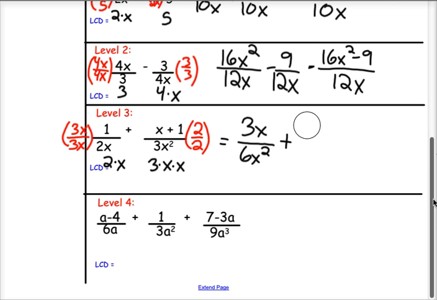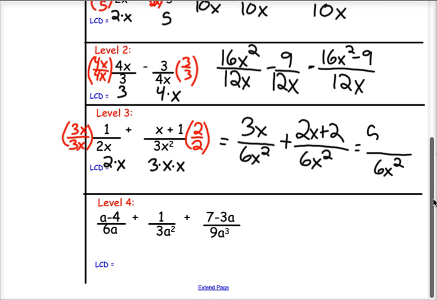So I'm going to get 2x plus 2 from that. Then 3x squared times 2 gives us 6x squared, which again, we know we should be looking for because we need that common denominator. So it's a good thing that we got it. So now it's always over that same denominator, that's 6x squared. 3x plus 2x combines to 5x. And then we still have that plus 2, and that is going to give us our answer in this case.